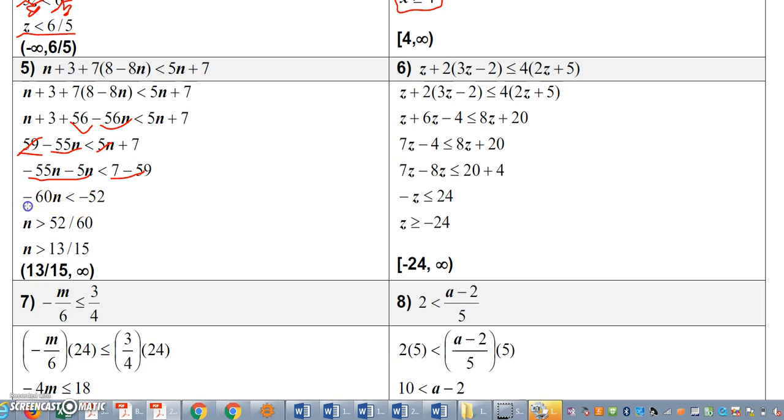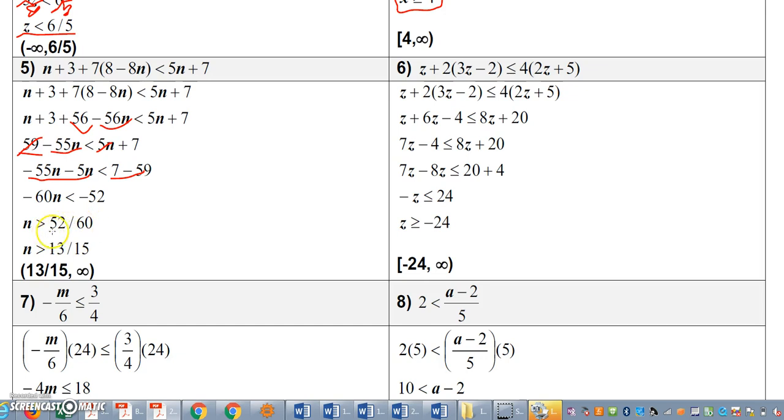Now, here's where you've got to be careful. I have to divide both sides by negative 60, right? To get n by itself, I've got to divide both sides by negative 60. Okay, so when I divide, since I'm dividing both sides of the inequality by a negative, notice that the inequality flips over and it becomes a greater than. So I actually end up with n is greater than, and remember if you divide negative 52 by negative 60, a negative divided by negative is positive, so it's the same as positive 52 over 60.